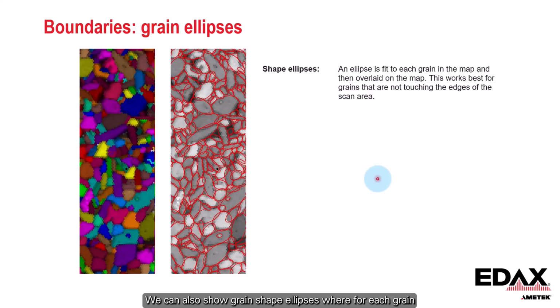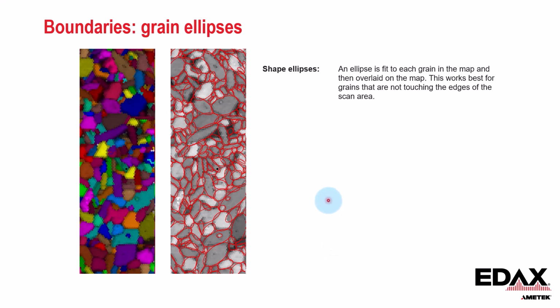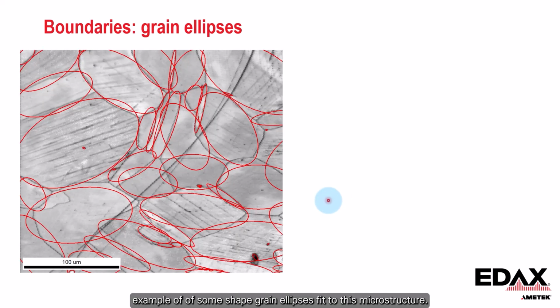We can also show grain shape ellipses, where for each grain that's been detected, we fit an ellipse. This is important because we can then look at some shape aspect ratio information for the ellipses to see if there's any directionality alignment of these. It's important to note when we do this, it works best for grains that are not touching the edges of the scan area. Those are really incomplete grains, so we want to be a little bit more careful how we analyze that. This is just an example of some grain shape ellipses fit to this microstructure.